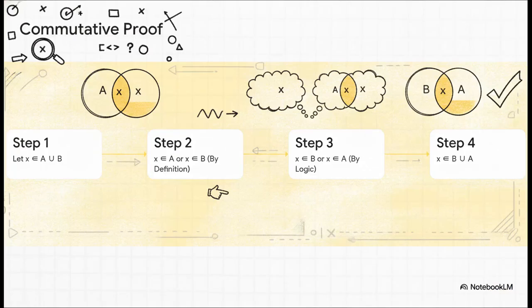By tracking just a single element, let's call it X, through the definition of a union, we can formally prove that the order of sets just doesn't matter. If X is in A union B, it inherently means X is in A, or it's in B. And because of basic English logic, saying A or B is the exact same thing as saying B or A. Therefore, X is in B union A. This kind of step-by-step logical deduction, it's the absolute heartbeat of mathematical proofs.